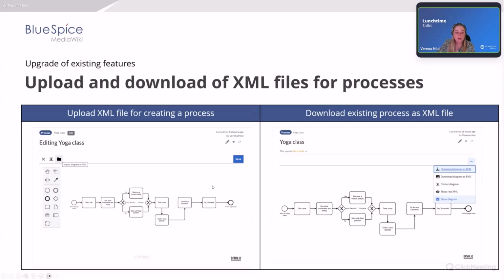I think this is a pretty good thing to do because some people might have these process definitions locally stored, and now it is pretty easy to bring them to the wiki. In addition, the other way around is also possible. So if you have a process defined in your wiki, it is now easily possible to download the diagram as XML and use these files in other places if you want to.